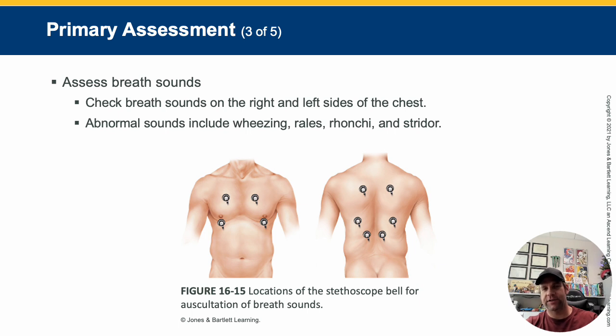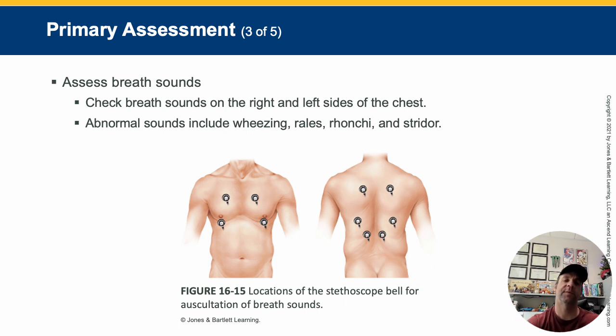Stridor is a high-pitched inspiratory sound that indicates some type of upper airway obstruction, usually from swelling or a foreign body. Typically, you'll see it a lot with tongues that flop to the back of the throat. But again, in the figure, this illustrates the proper placement. And for the sounds, we're going to play some videos on Canvas for you, just to help you actually put sounds to these words. But in terms of the illustration of the proper placement of the stethoscope bell or diaphragm for auscultation, you always want to auscultate directly on the skin, not over clothing, if at all possible.